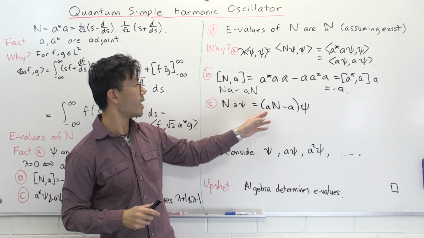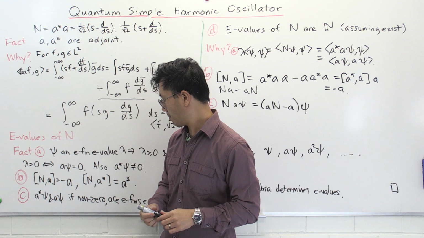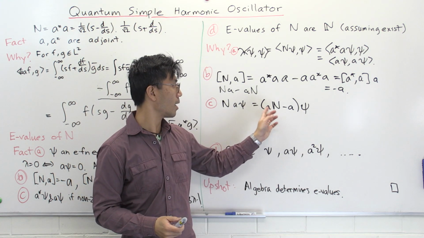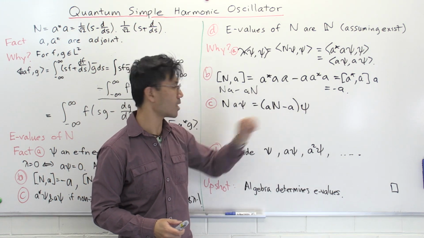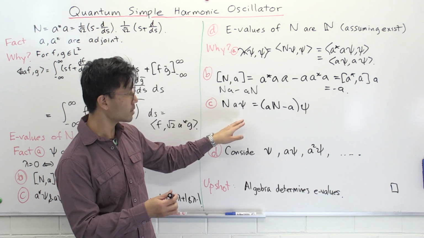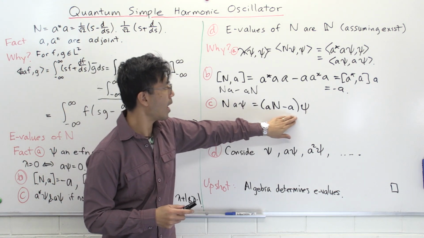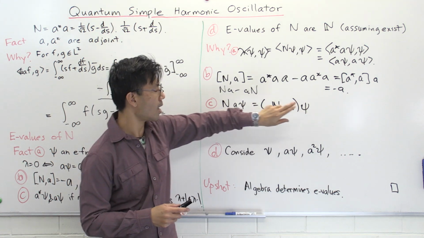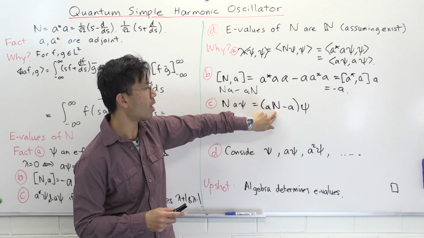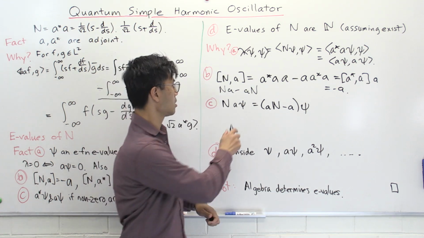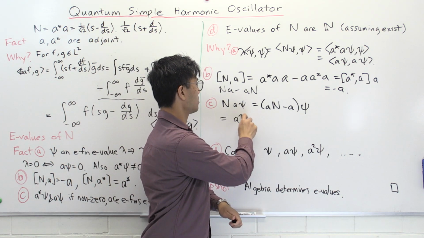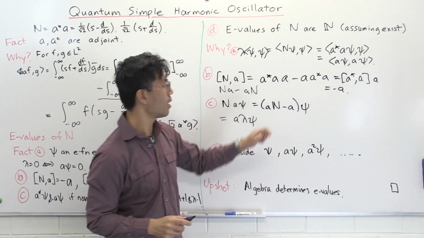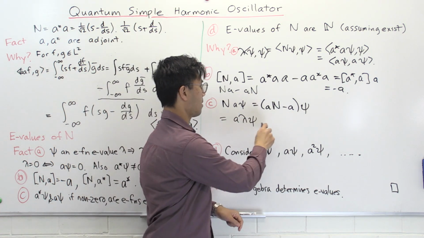N a psi is equal to a n minus a psi. Okay, so let's have a look at this and see what we get. So firstly we have a n times psi. Now psi is an eigenfunction for n with eigenvalue lambda. So this is equal to a times lambda psi. And then you've also got a minus a psi.